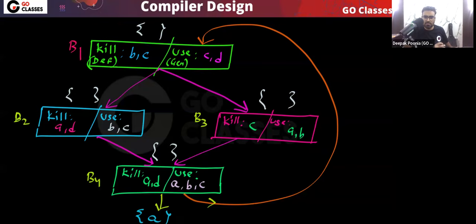Now let's start our liveness analysis. We will go in the reverse direction. Let's go in the reverse direction. You tell me what will be out of B4.